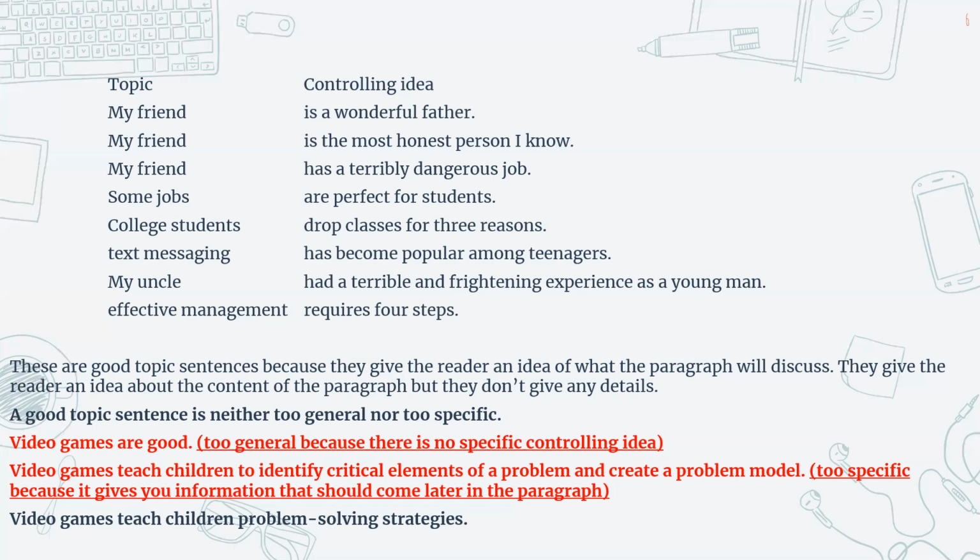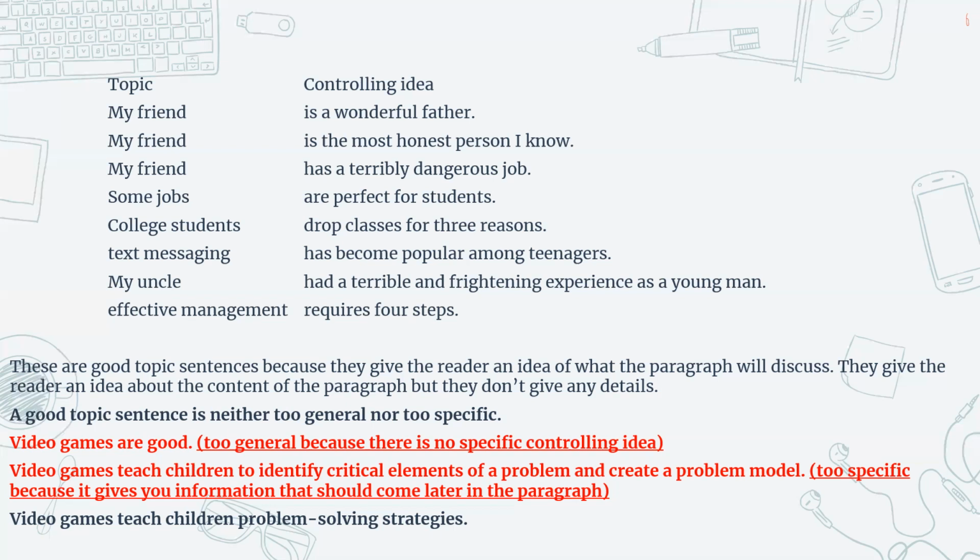My uncle had a terrible and frightening experience as a young man. So the topic is about my uncle, and the controlling idea, which will be explained in the rest of the paragraph, is about his frightening experience as a young man. Effective management requires four steps. This is the topic sentence. The topic itself is effective management, and I'll be talking about that. The controlling idea is "requires four steps." So obviously, in the rest of the paragraph, I will be talking about these four steps.